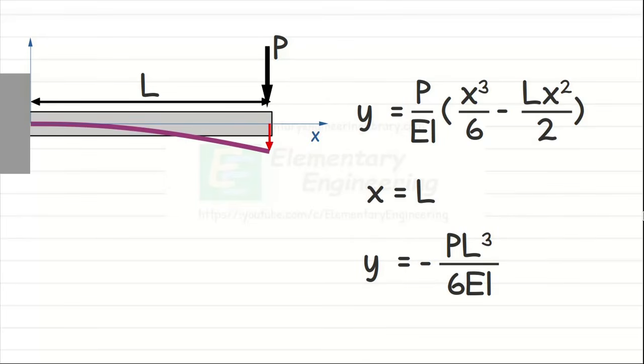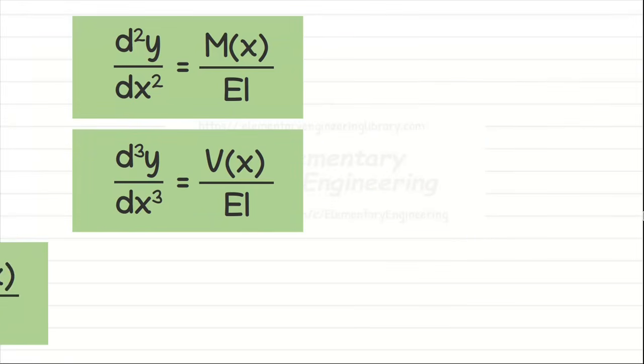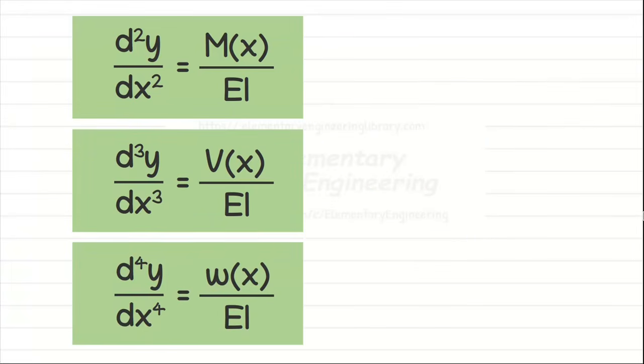For the solution of this problem, we started with this equation. The choice of which equation to start with depends on the problem. In most cases, however, it is more convenient to first determine the internal moment as a function of x, then integrate it twice to obtain the slope and deflection. This approach reduces the number of integration constants to be evaluated.